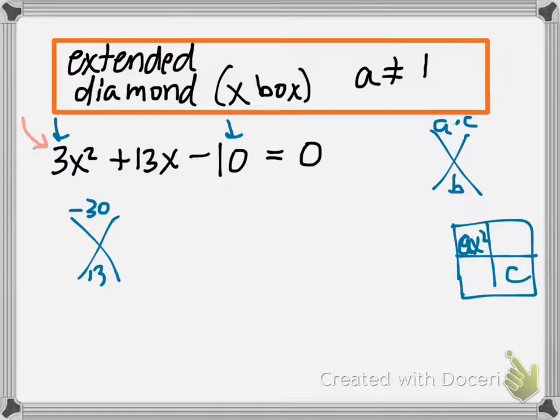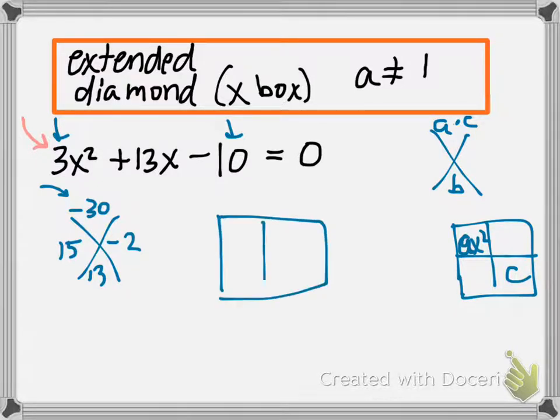So that would be a 15 and a -2. The sign here is really important to make sure you're getting all the numbers right, because you might have different answers. Okay, so we put AX squared in this corner, C in this corner, and then what the X does for us is it tells us how to break up the 13X.